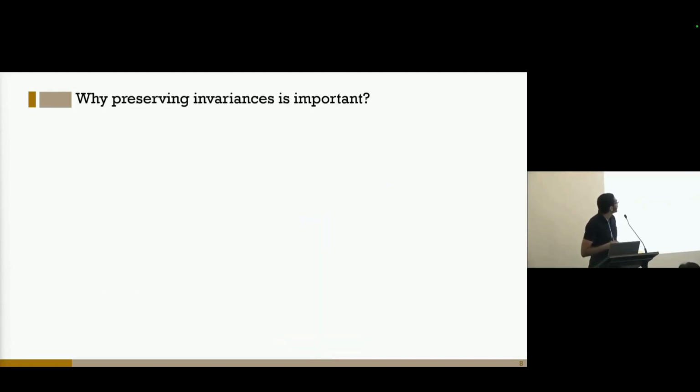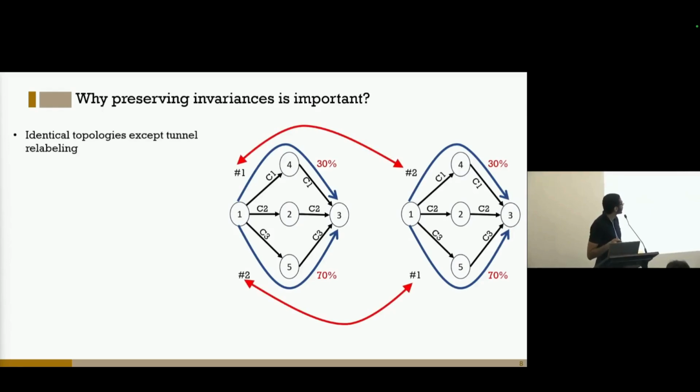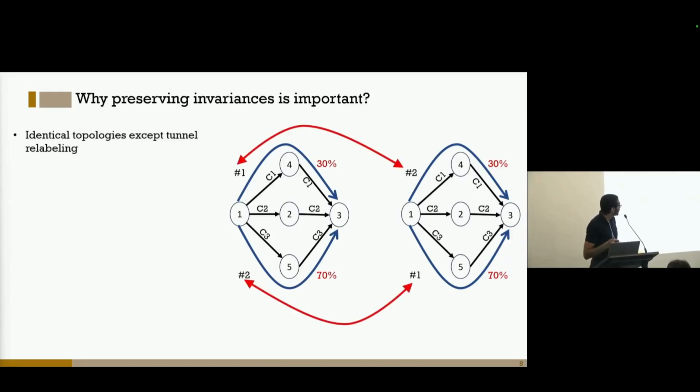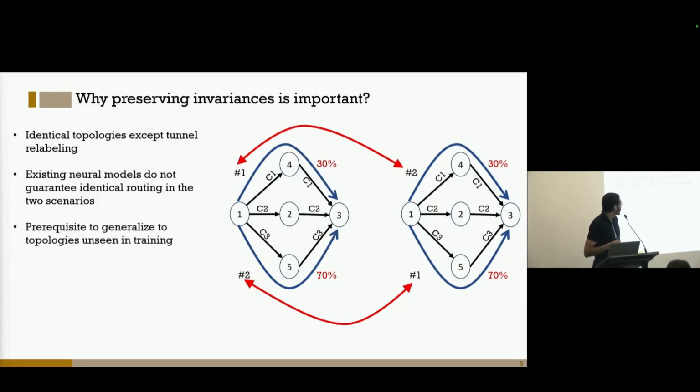A second issue to consider is why preserving invariances is important. For this, let's look at these two topologies, which are basically identical, except that the tunnels are relabeled or reordered. This relabeling has no effect on the routing. However, existing neural TE schemes like DOT and TEAL do not guarantee identical routing in these two scenarios. In fact, preserving invariances is a prerequisite to generalize to topologies unseen in training.